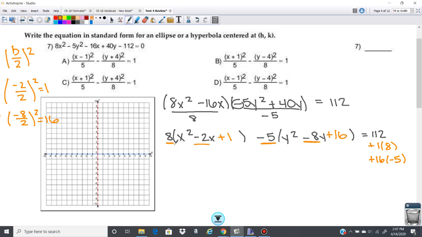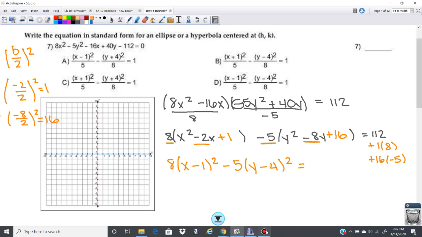Okay, next thing I'm going to do is I need to factor. So factor these. This is going to be 8, and then inside that's going to be x minus 1 squared. That's going to be minus 5, and this is going to be y minus 4 squared. And then let's add all of this together.